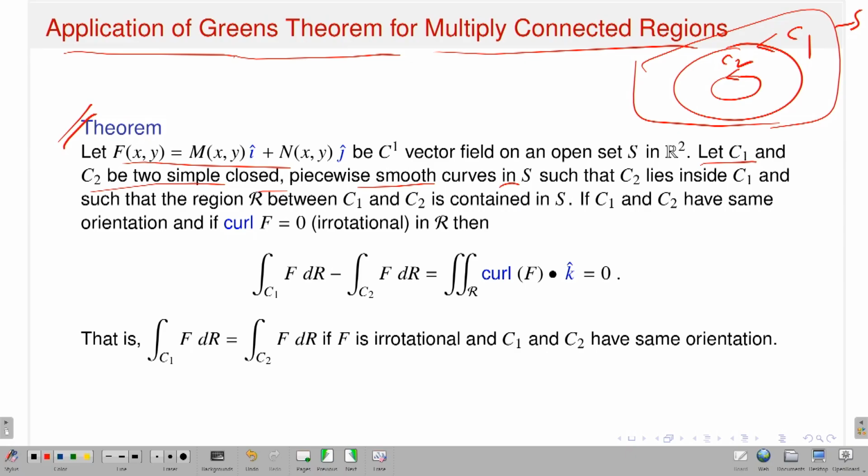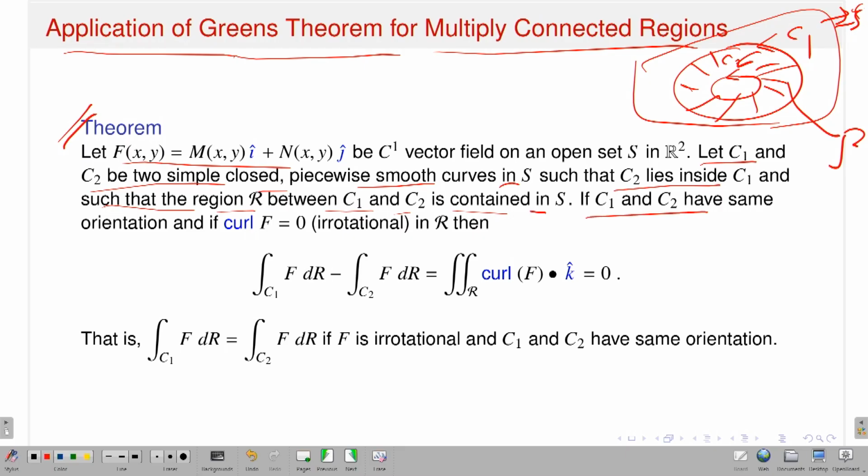So, I have a C1, I have a C2, two simple closed piecewise smooth curves. C2 lies inside C1, such that the region R between C1 and C2 is contained in S. So, what is the region between C1 and C2? This is the region, this is the annulus. S is the bigger one, and this is R, which is sitting inside S, contained in S.